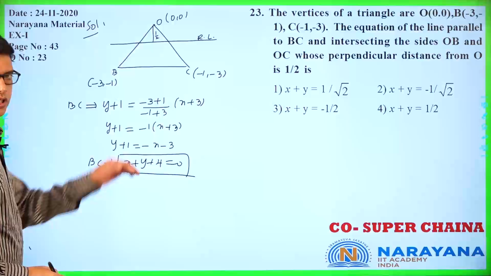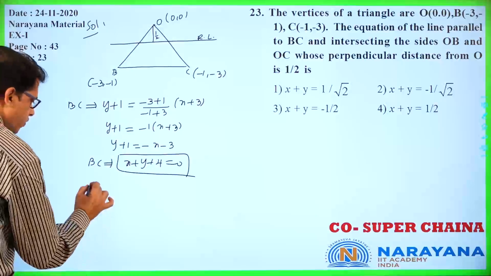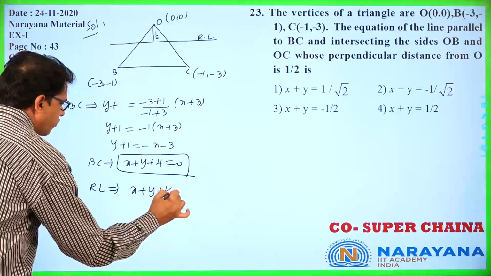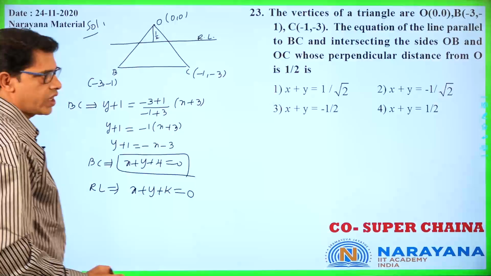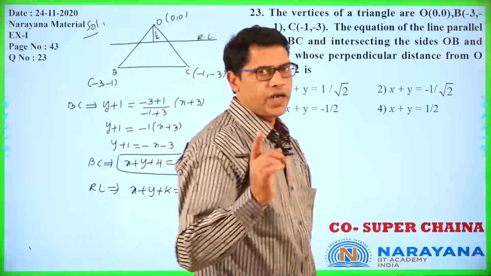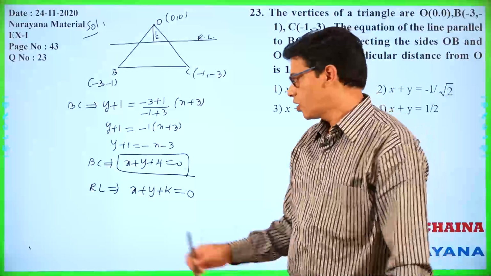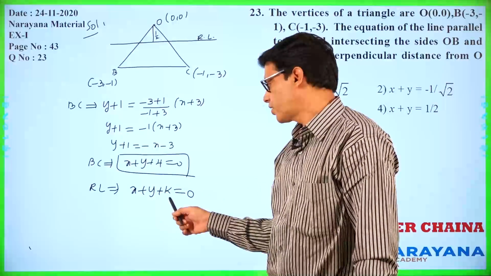The required line is parallel to this one. Therefore the required line is x plus y plus k equals 0. Equation of the line parallel to a given line: x term and y term remain the same, only they differ in constant. So take the x term and y term the same. I am taking the constant as k.